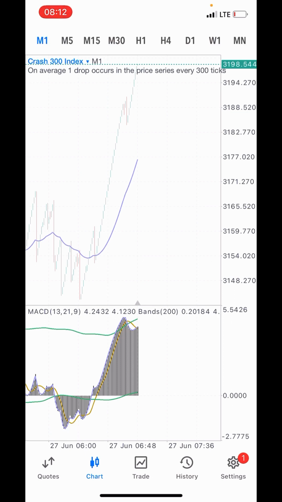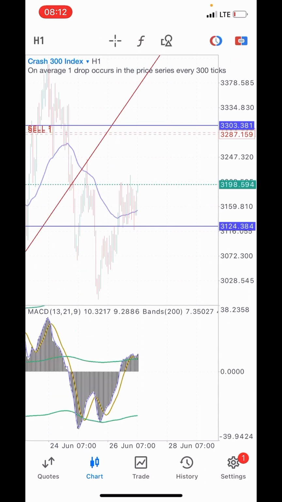As you see on the 1 hour, the moving average here shows us that market has been going down. There's been a lot of spikes, and of course we are here for the spikes. But now, if you want to scalp this market, how do you scalp? How do you get into a sell?